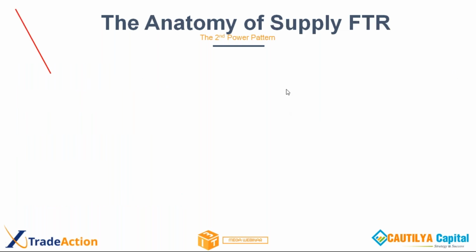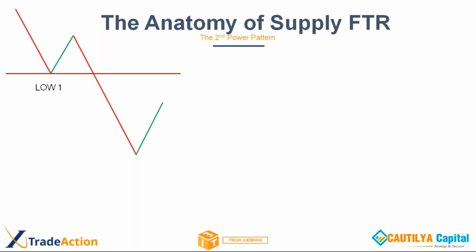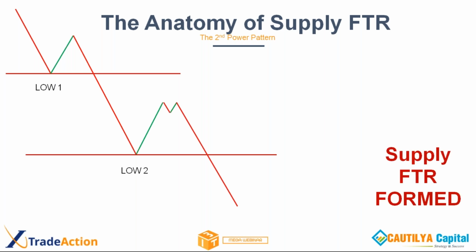Now anatomy of supply. Come with me, friends. Price comes down, something happened, low one formed, simple. And then L1 broken, price retraced. What is that? L2 formed. Then price went sideways and then breaks L2. And that is the point, a supply FTR is formed.